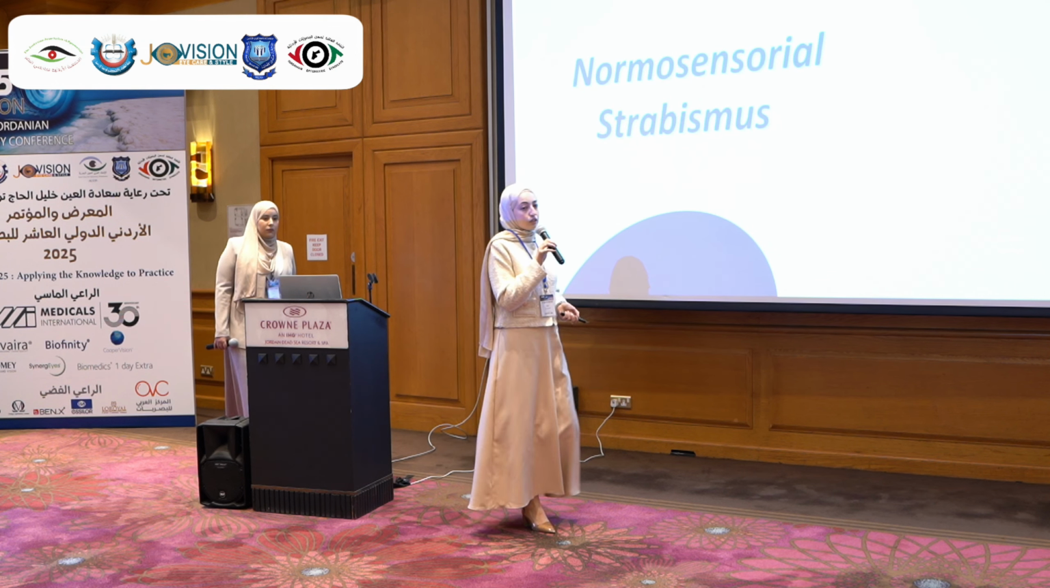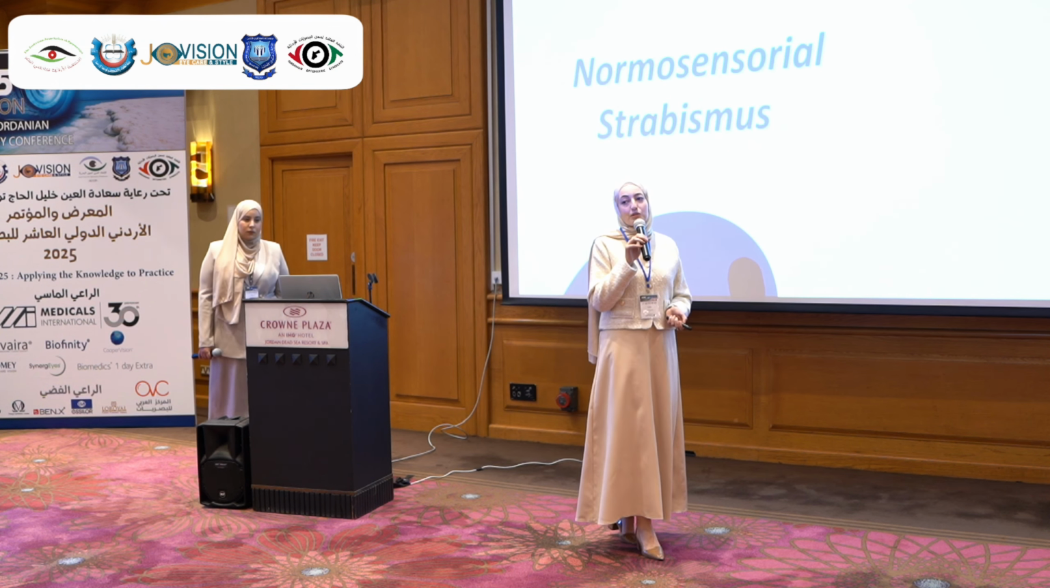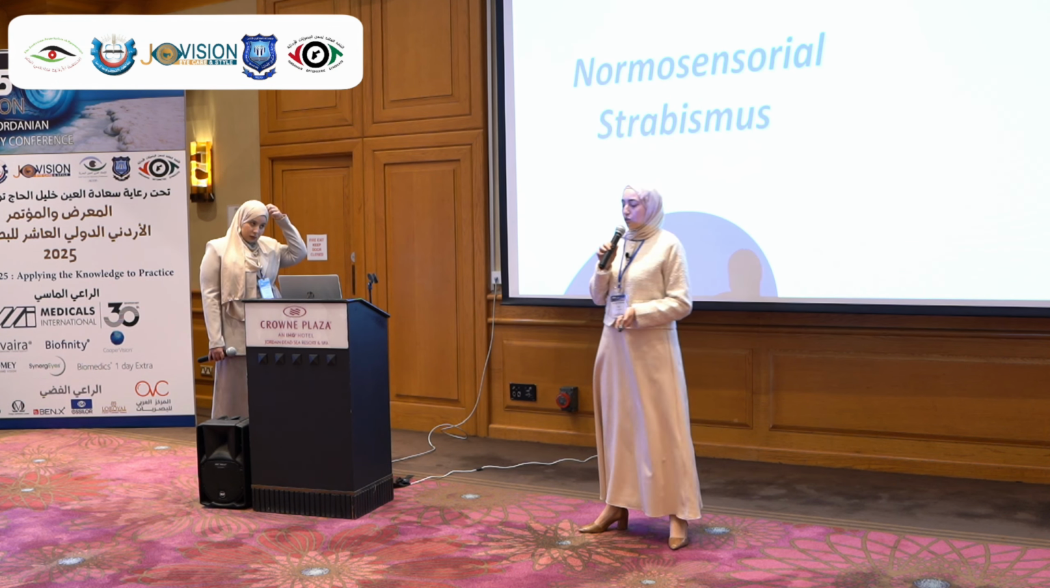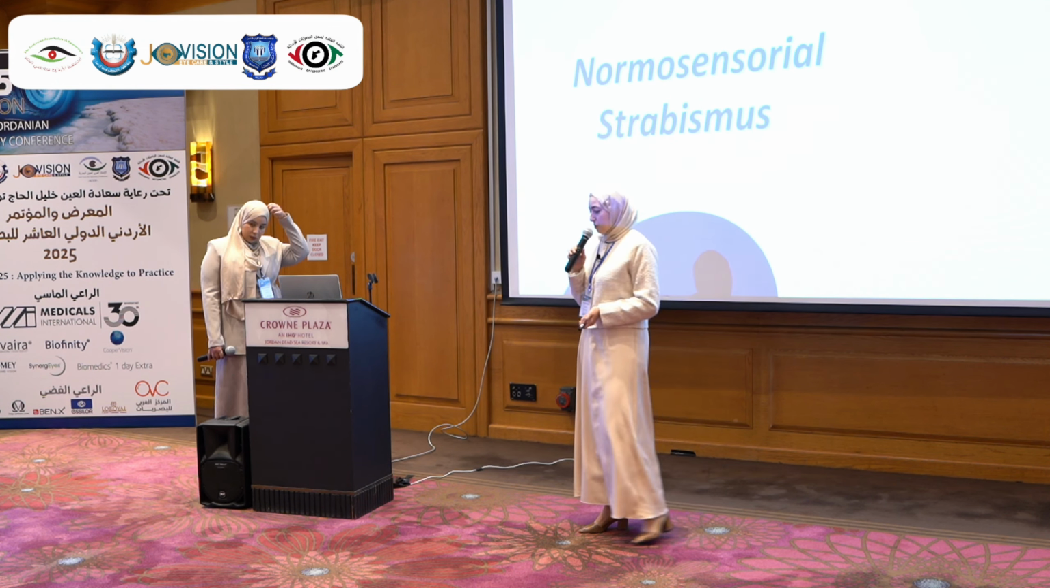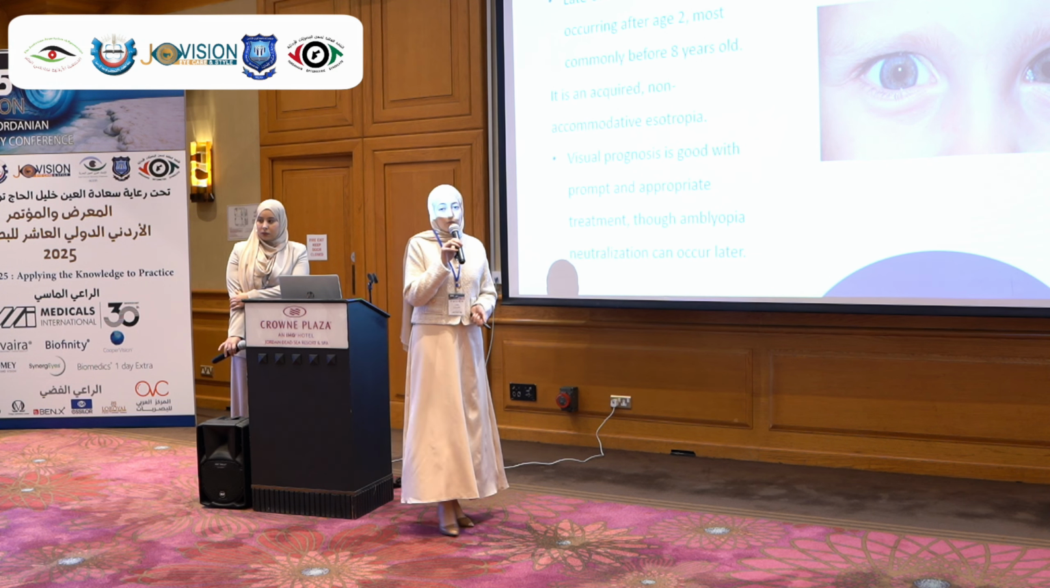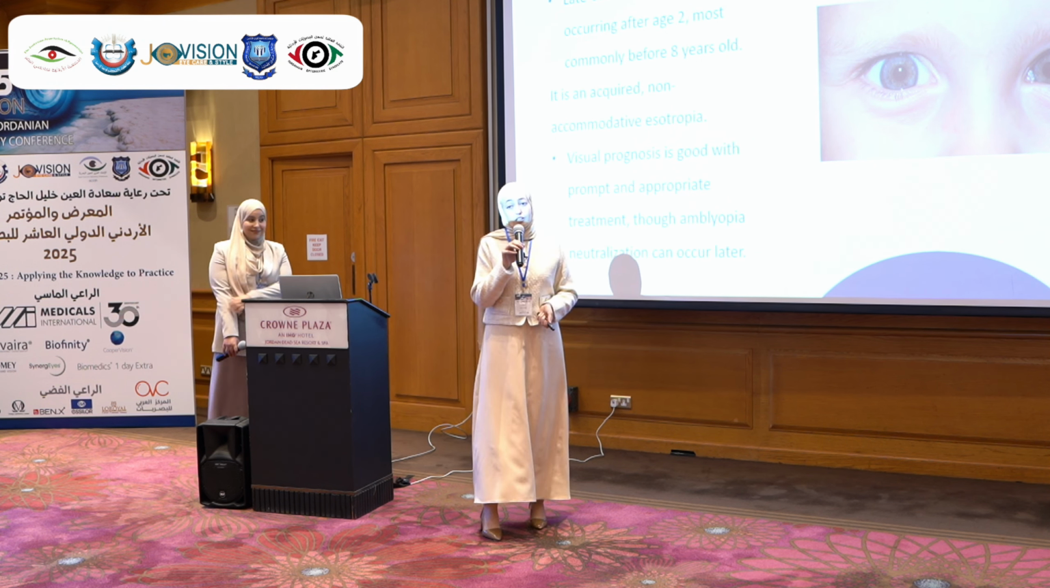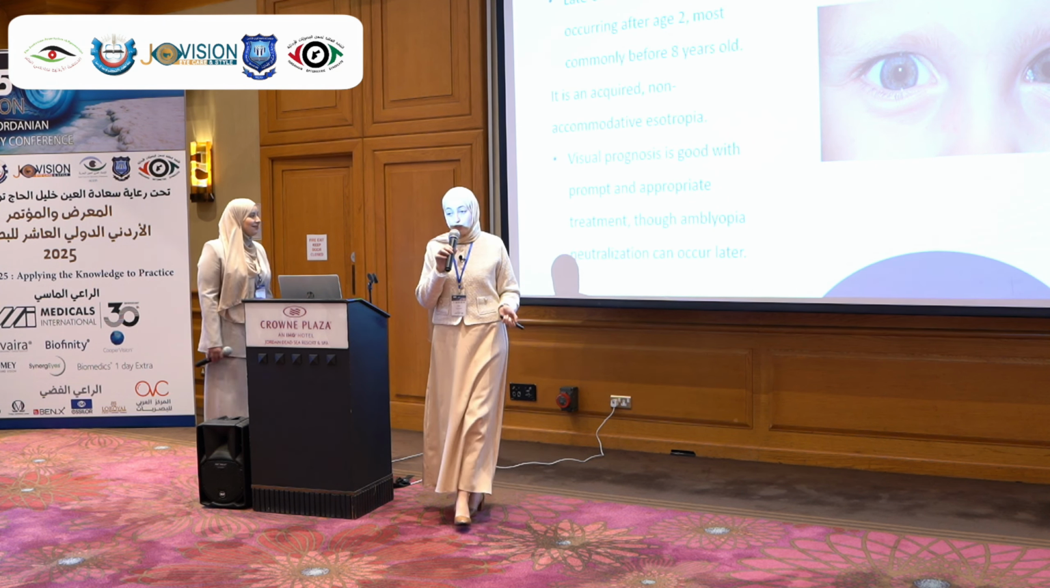Now we're going to start talking about the first type of strabismus, which is called the normal sensorial strabismus. So what is the normal sensorial strabismus? It is a late onset esotropia, non-accommodative, appearing around the age of 2, with minimal hypermetropia, and the real etiology of this case is not well defined.